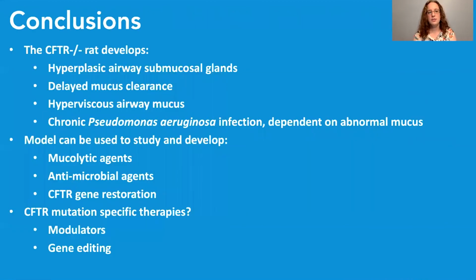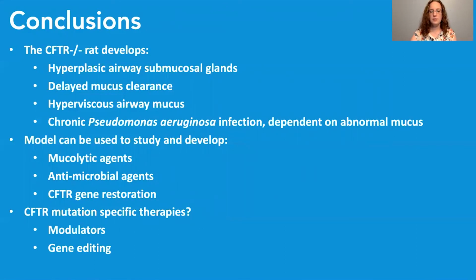So to conclude, the CFTR knockout rat develops hyperplastic airway submucosal glands followed by delayed mucus clearance and hyperviscous airway mucus. These features enable chronic Pseudomonas aeruginosa infection that shows up at 6 months of age and is primarily dependent on abnormal mucus. So this model can be used to study and develop mucolytic agents, antimicrobial agents, or CFTR gene restoration that are all mutation agnostic.